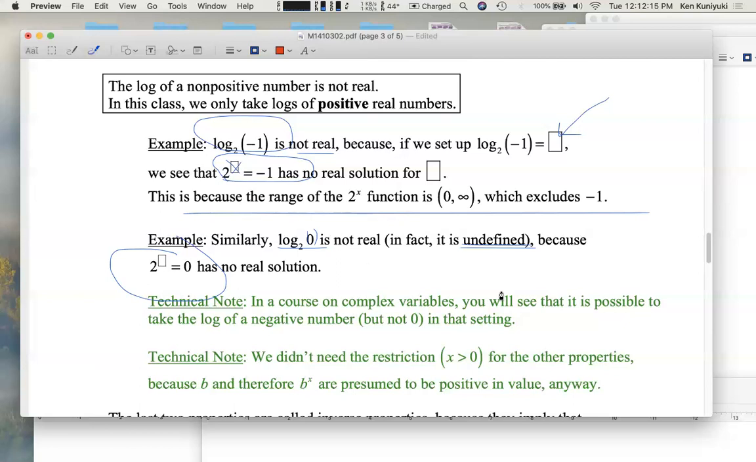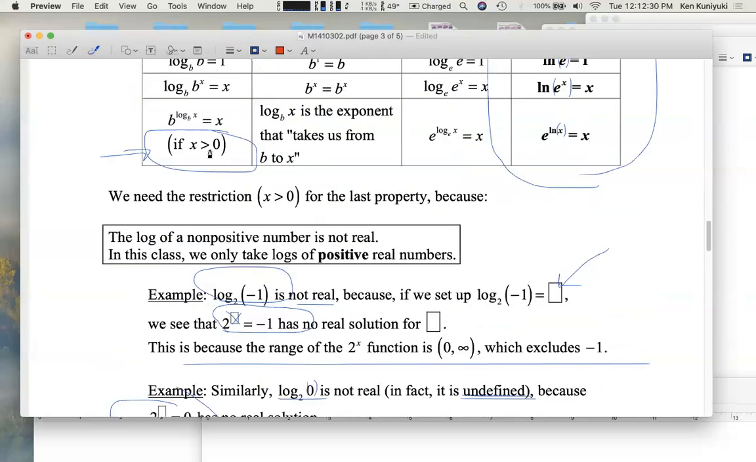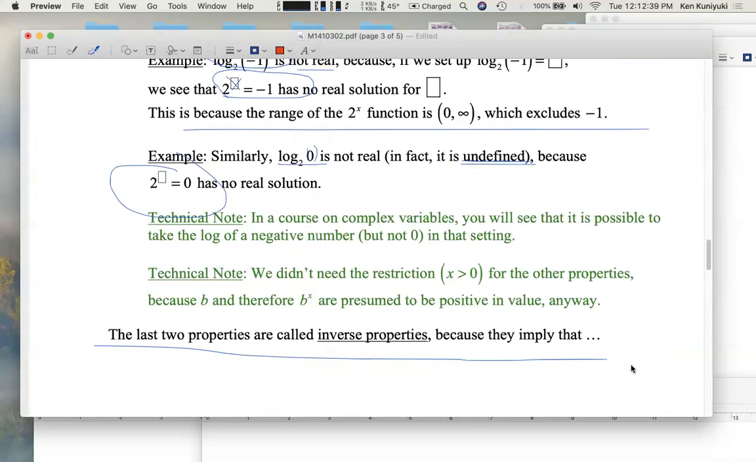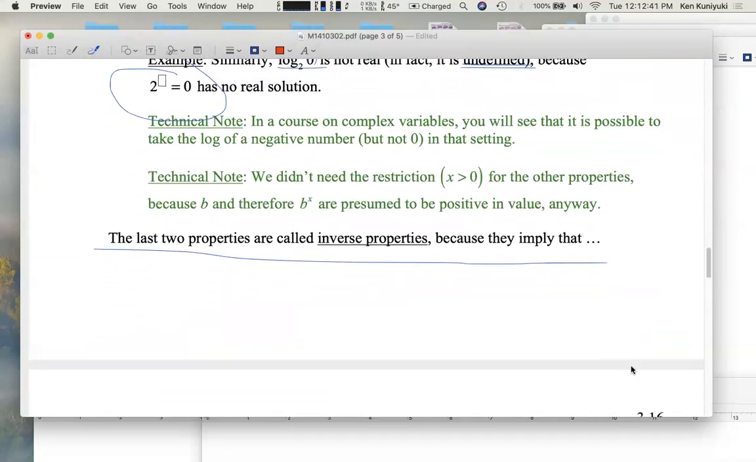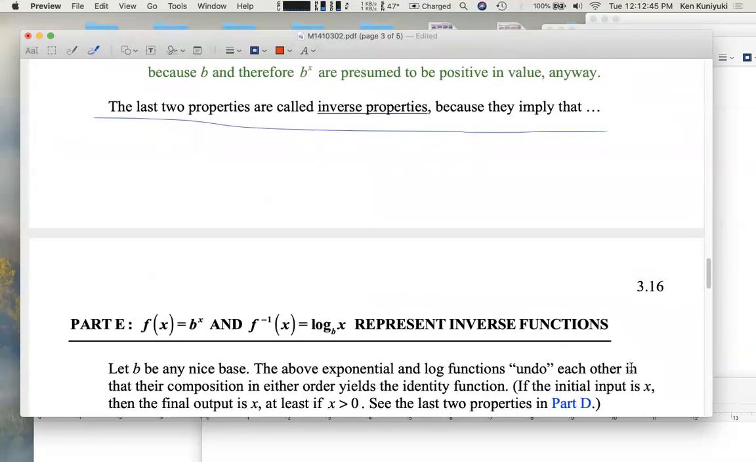So we can take log base 2 of any positive number, but we do not take log base 2 of a negative number or 0. And that's true for all logarithms. Okay, once again, the last two properties are called inverse properties. These functions undo each other. The x's here become the x's there. All right. So next, let's discuss these inverse properties in more detail.